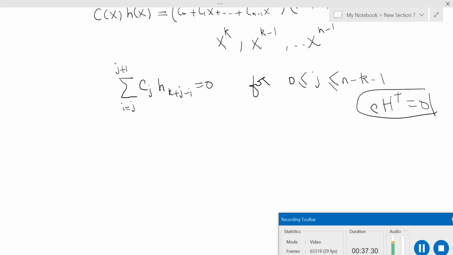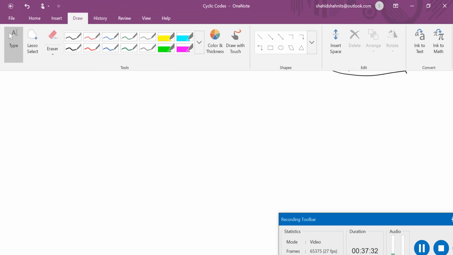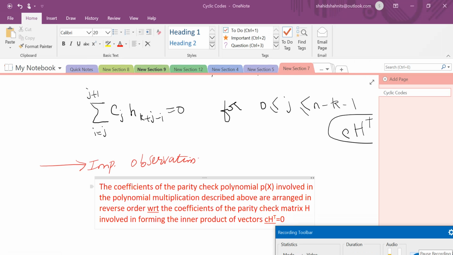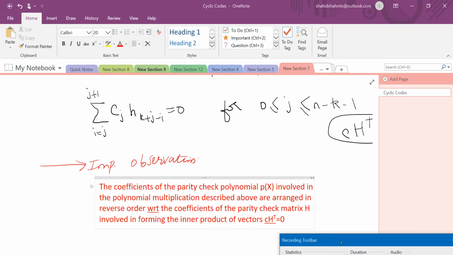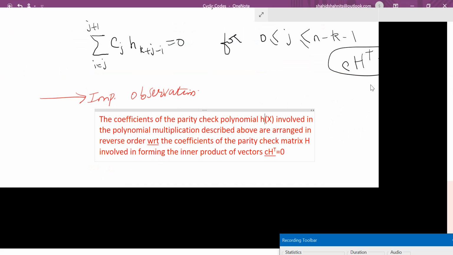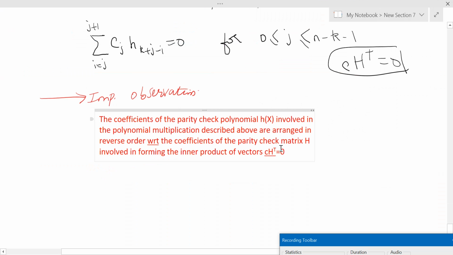Hence we have the following important observation. So this relationship, we observe an important thing: that the coefficients of the parity check polynomial, so it is not p of x, it is h of x, involved in the polynomial multiplication described above are arranged in reverse order with respect to the coefficients of the parity check matrix involved in forming the inner product of vectors, c h transpose equal to 0.